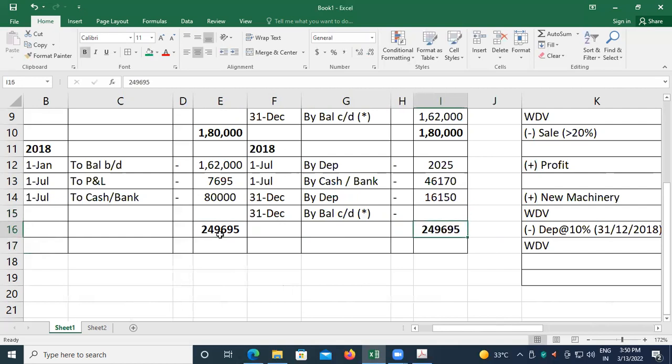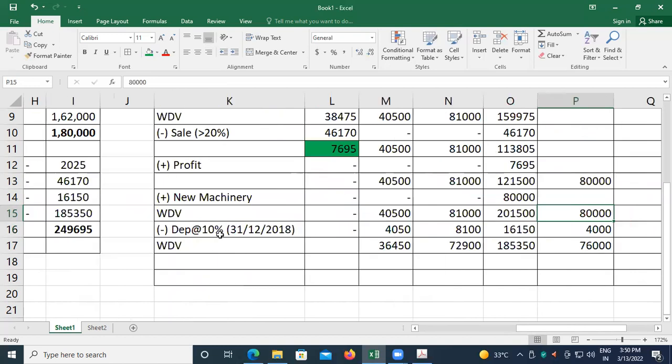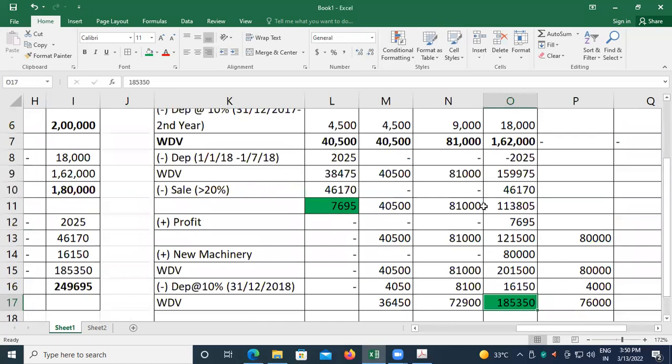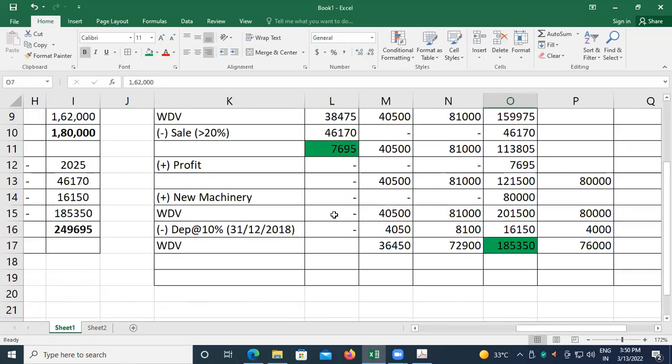So 2,49,695 minus, if you take 2025 minus 46,170 minus 16,150, you will get the total balance of 1,85,350. So this is the balance which is equivalent to this balance. So we can see here this balance is equivalent to this balance. Okay, so this is the balance we got here, asset value. Here first remember you got 1,62,000. So let me bold this one, written down value of the asset.